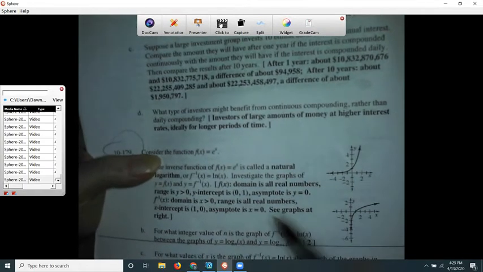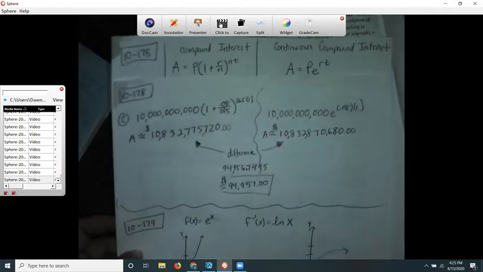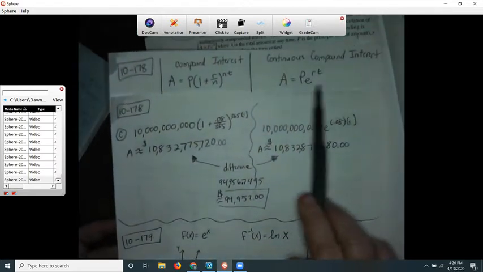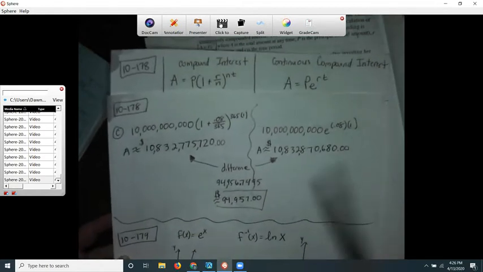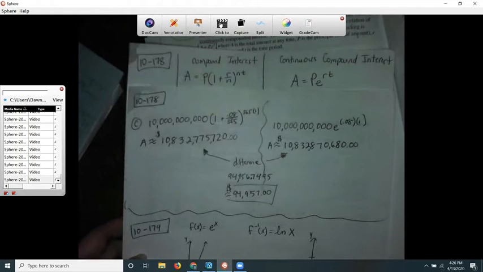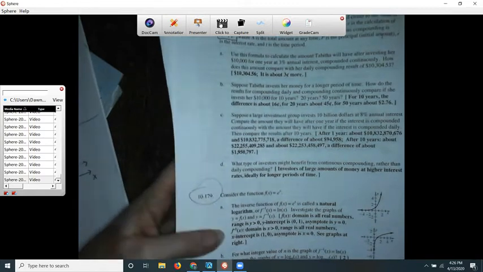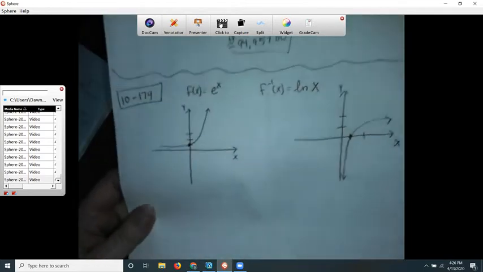So just know that there's a difference. If you can get continuous compound interest, that's going to get you a little more. Sometimes it's just a tiny little amount, depends on how big the numbers are that you're dealing with. And then 10-179, I don't really want to do the whole problem because I'm running out of time here, but I want you to see what the graphs look like. So I actually won't even do the problem. I just want to look at the graphs.